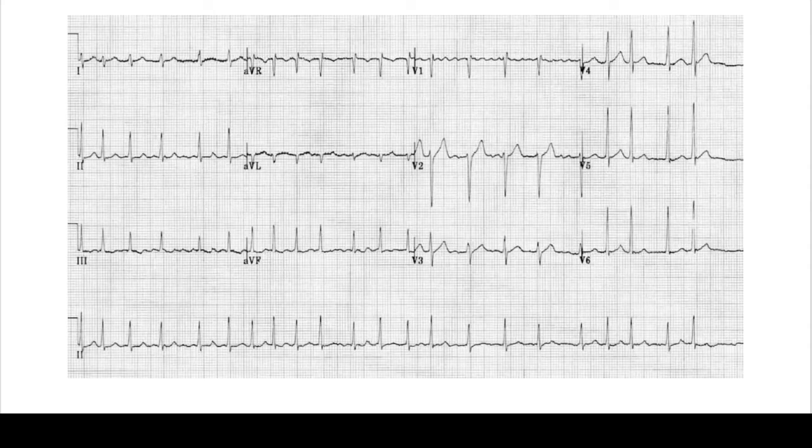So let's look at an example here. Here we see that this is a narrow complex, irregular tachycardia because the QRS complexes are occurring at their own rates. Looking for P waves, we don't really see any regular P waves. We see some of these atrial depolarizations here, but they're not necessarily that regular. So this is an example of atrial fibrillation with rapid ventricular response.